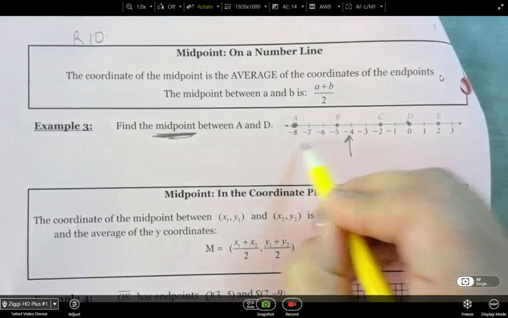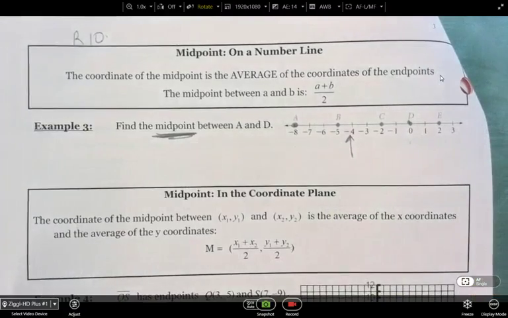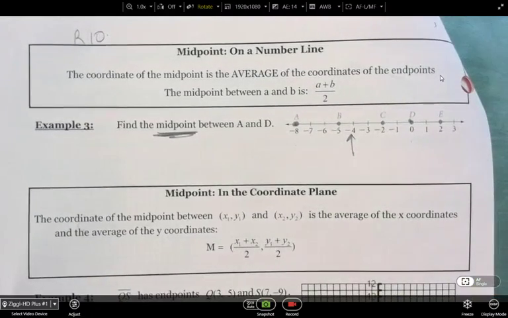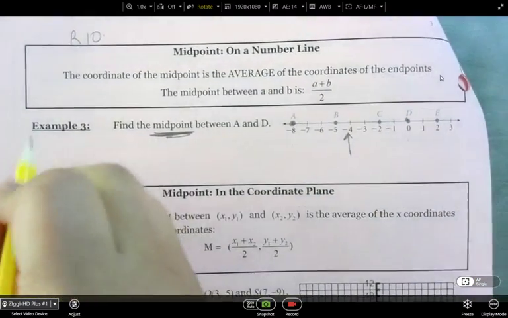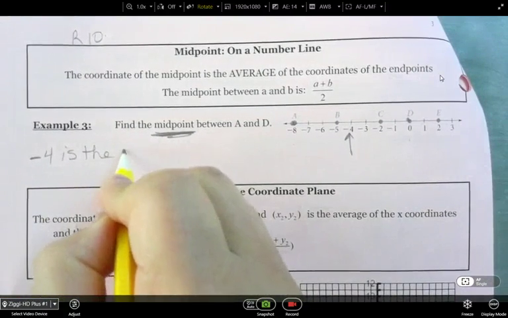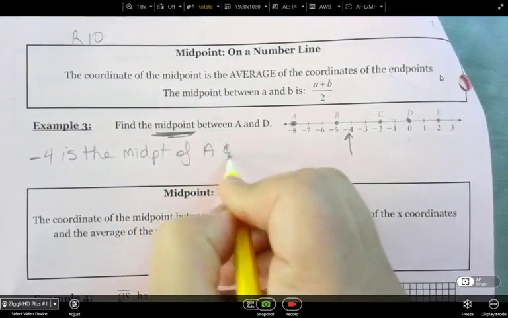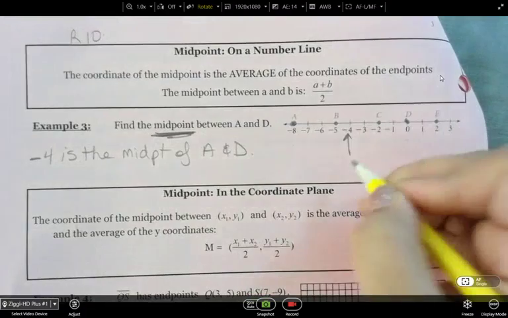Well, since A and D are 8 away, what's half of it? 4, right? So I'm going to go 4 in between. So -4 is the midpoint of A and D. It's a location.